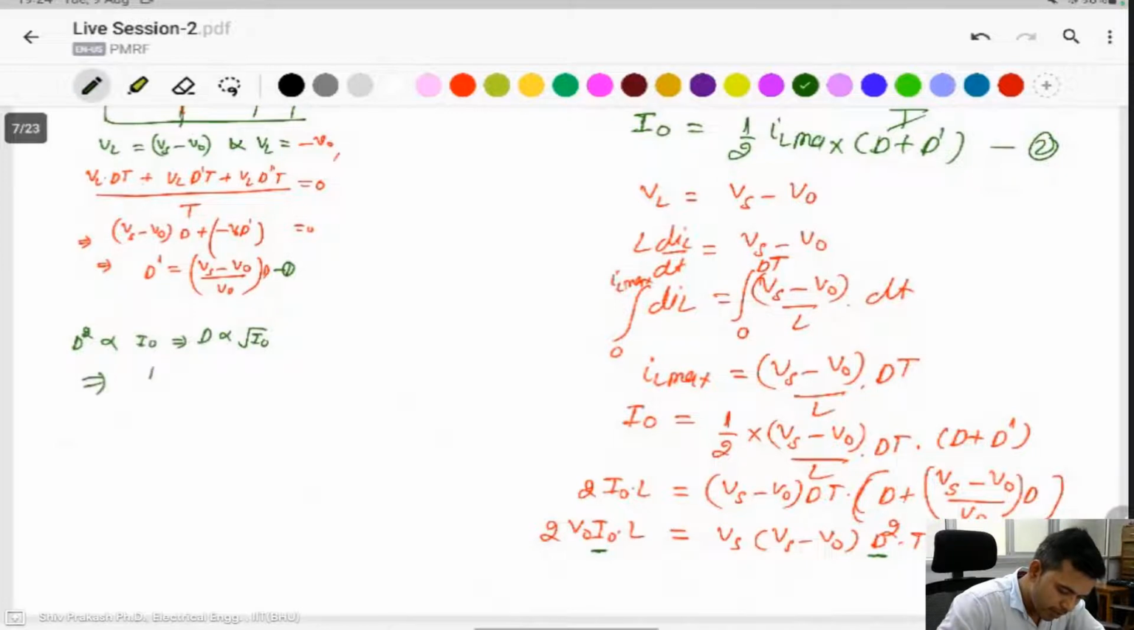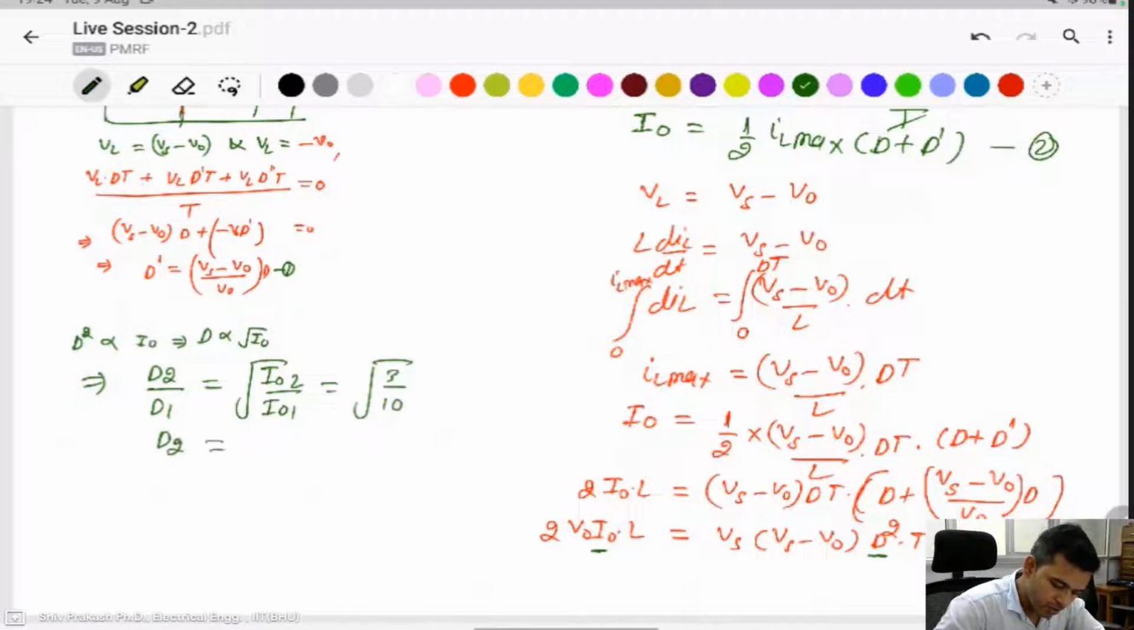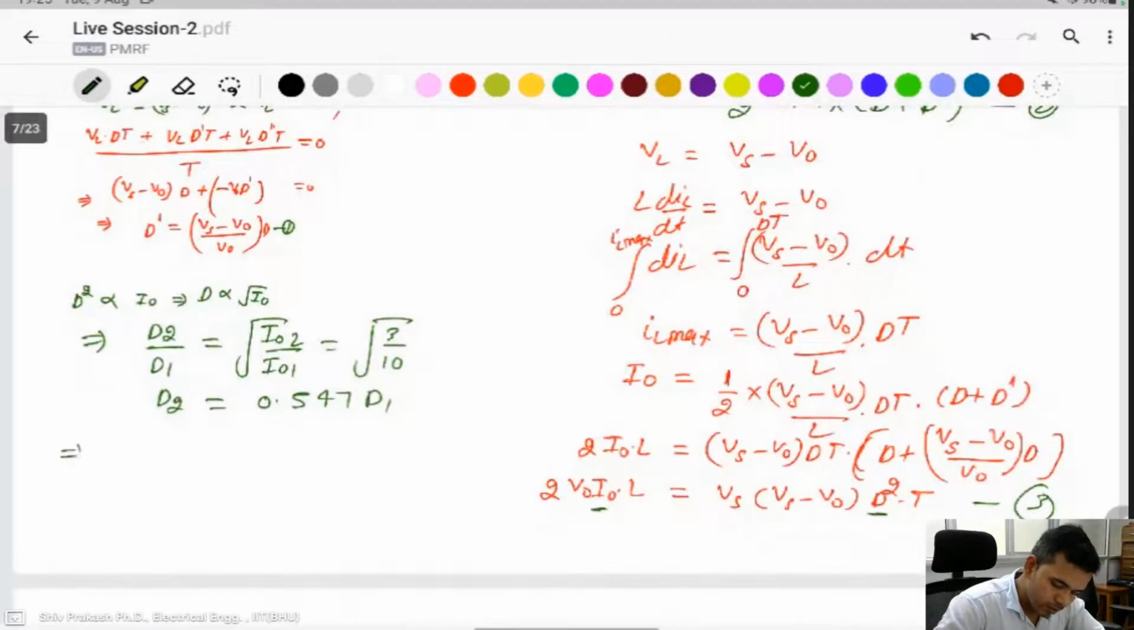Then you apply the d2 to d1 ratio, I naught 2 over I naught 1. Here it is given that I naught 2 is equal to 3 and I naught 1 is equal to 10. Then we find d2 by solving this: 0.547 d1, approximately 0.55 d1.